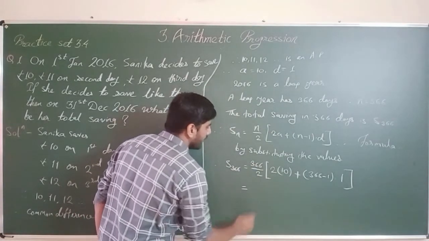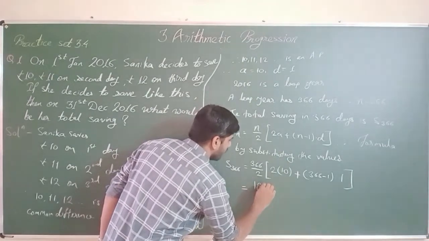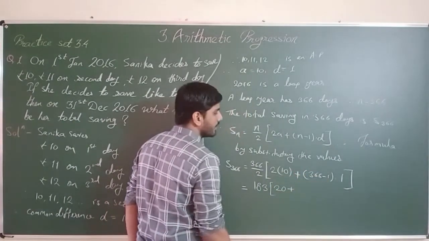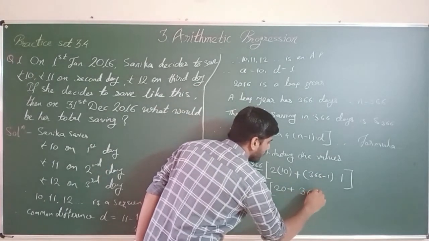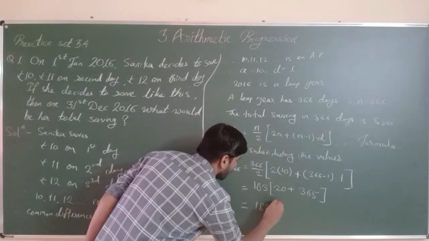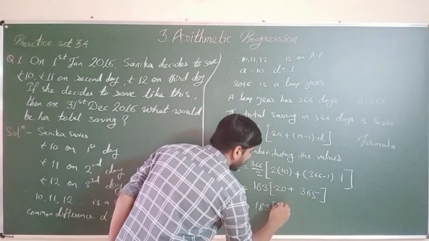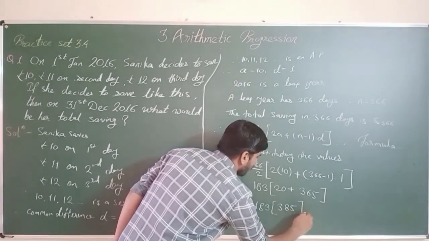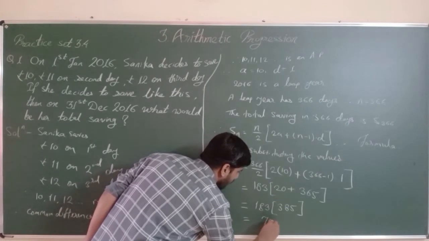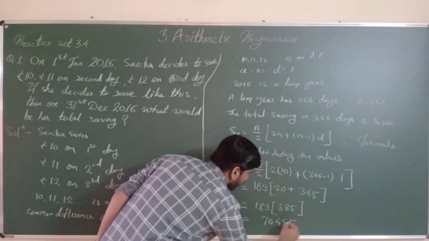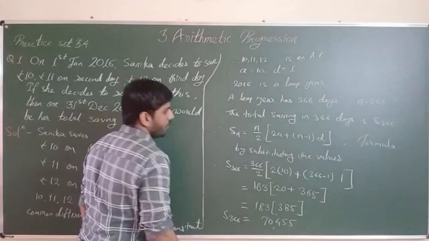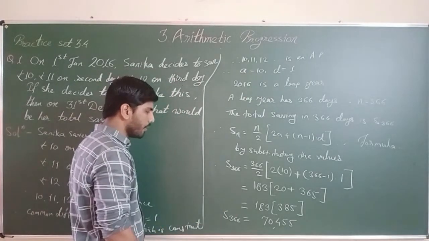Here half of 366 is 183 into 2 times 10, that is 20, plus 366 minus 1, that is 365 into 1, that is 365, which is equal to 183 into 365 plus 20, that is 385, which is equal to, this multiplication is 70,455, which is the value of S366. Therefore, Sanika saves 70,455 rupees.